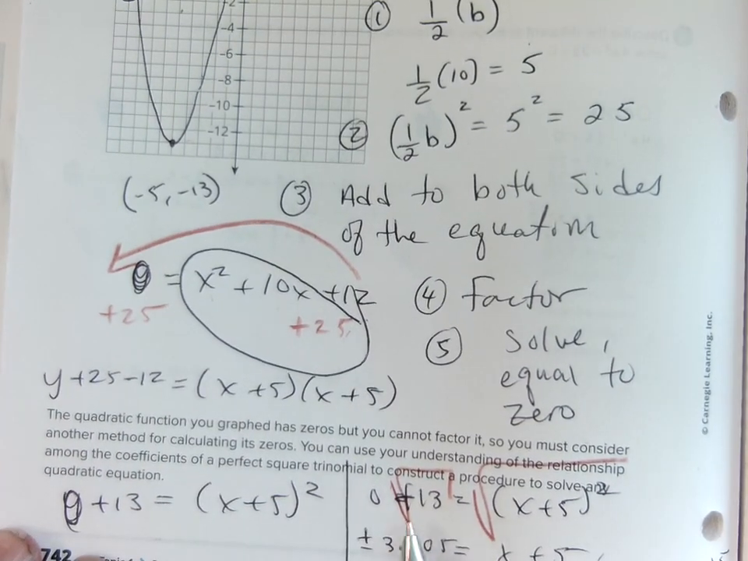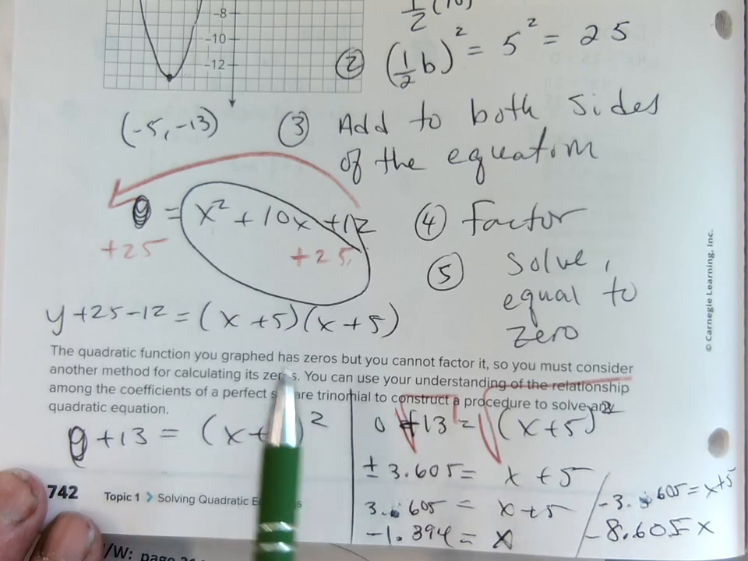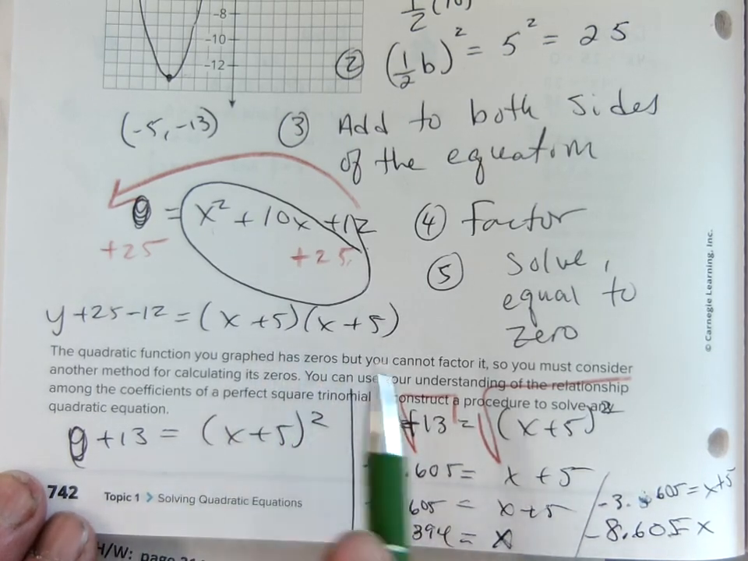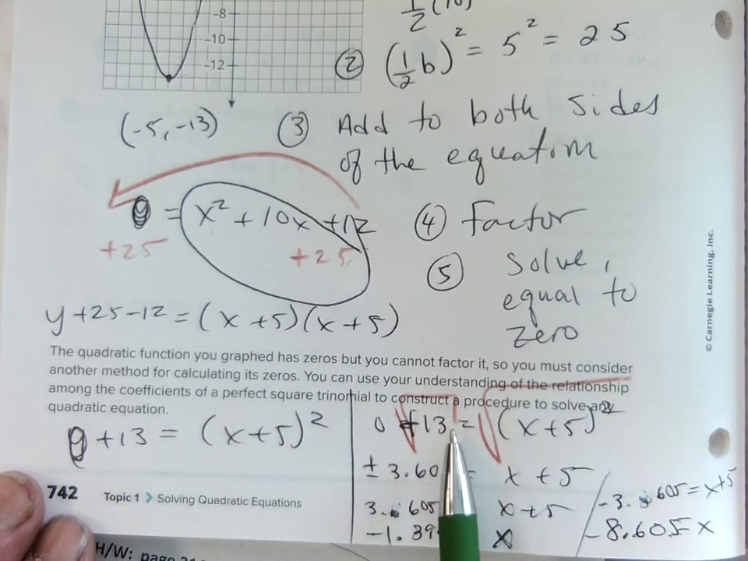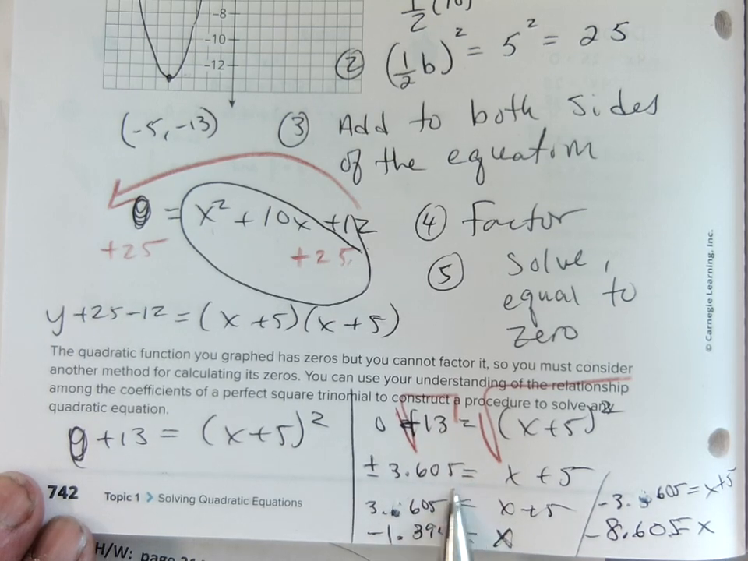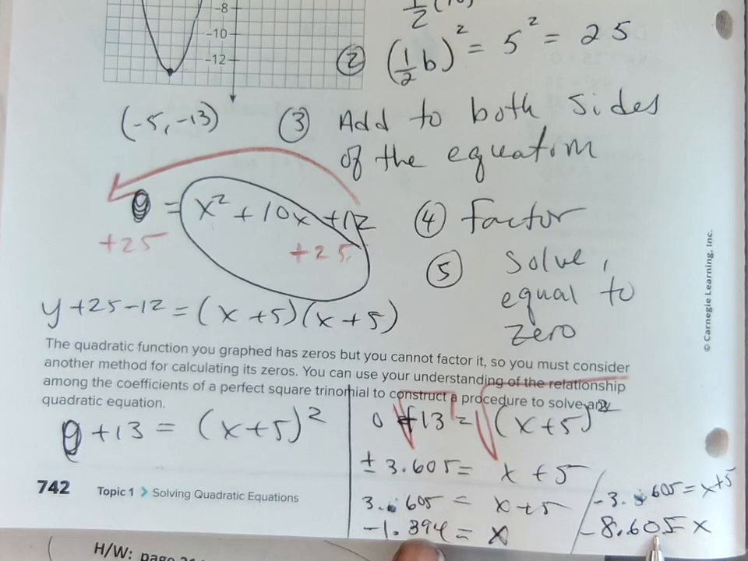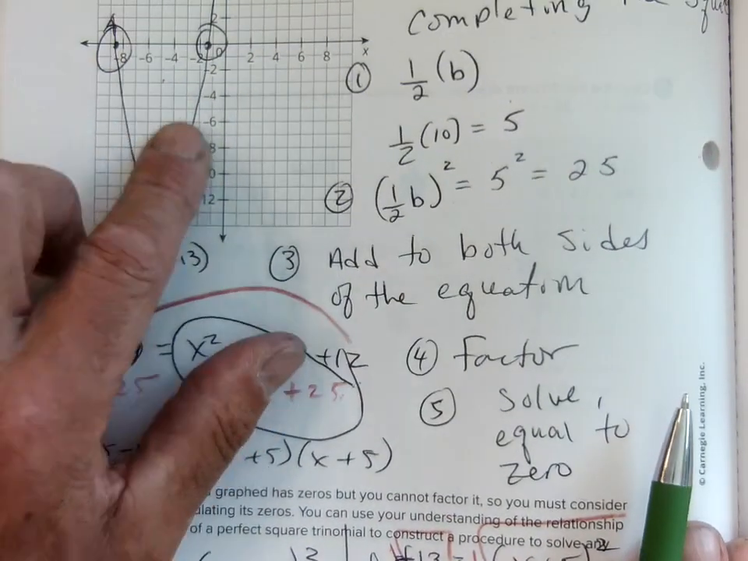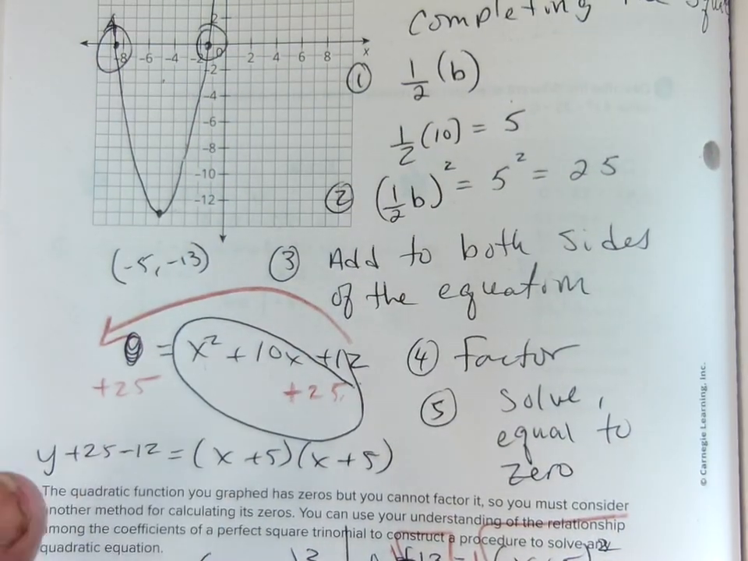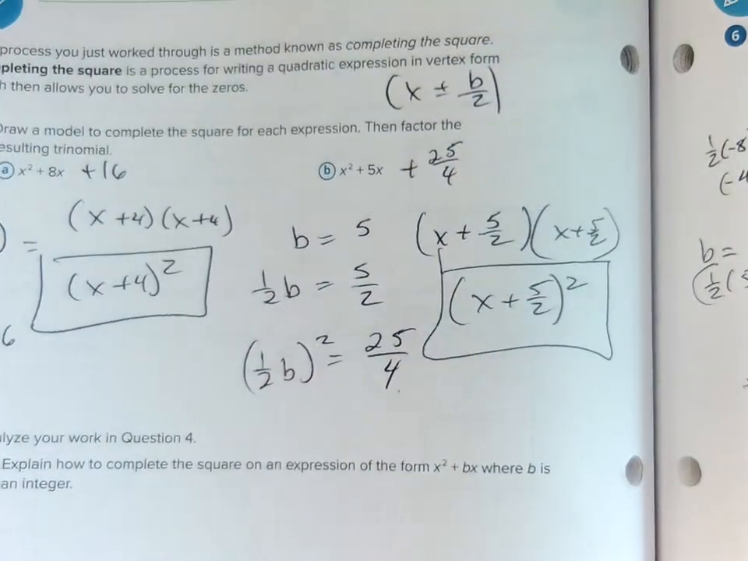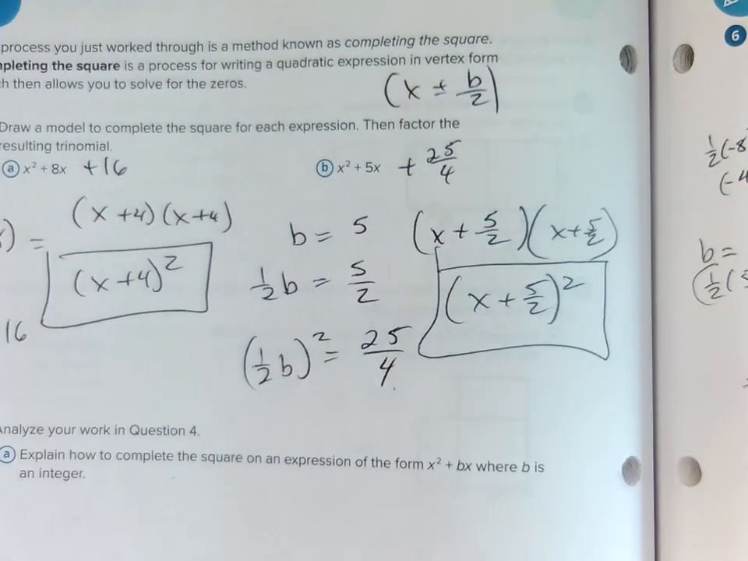I take the square root of both sides, because I rewrote that as x plus 5 quantity squared. I square rooted it. The square root of 13 is about 3.605, plus or minus. And I was able to solve, and sure enough, I got the two answers up here that I was looking for. So that's a way to get the answers without factoring.